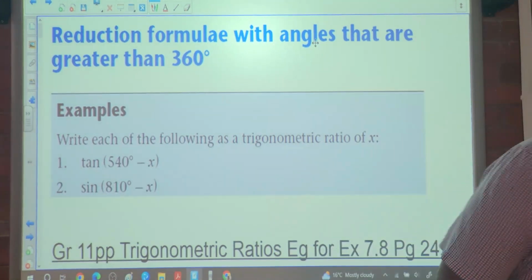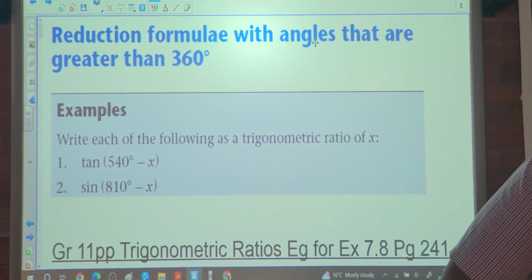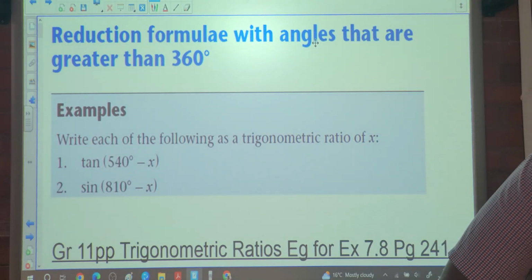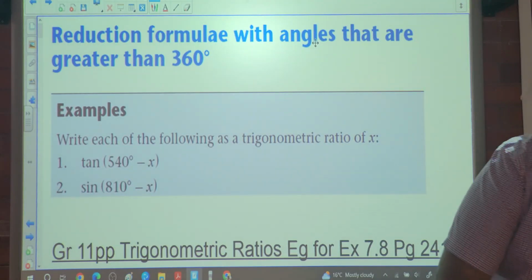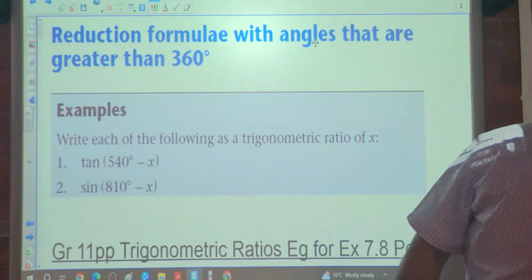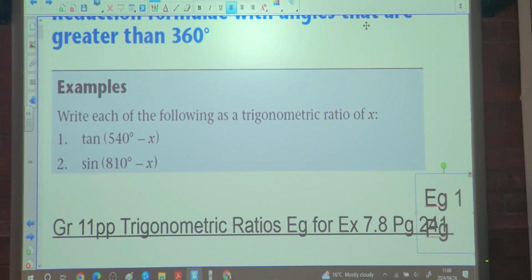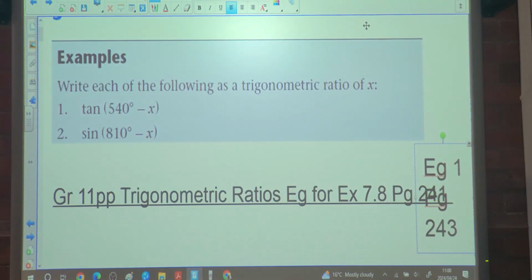Okay, so it ties into our previous lesson as well. But here we've just got the reduction itself, that is positive or negative, those angles here. As you can see, 540 or 810. We're looking at the examples, which is on page 242. So I'll put part 1 for page 242.